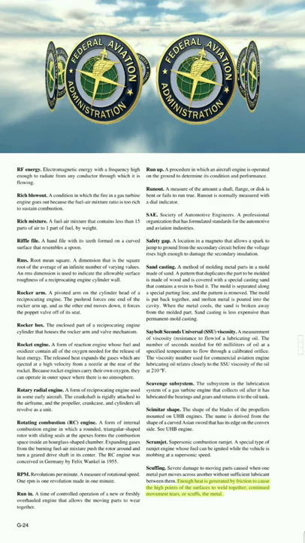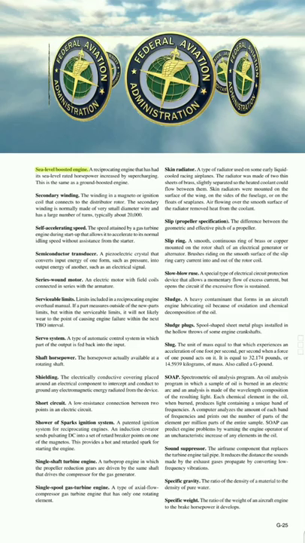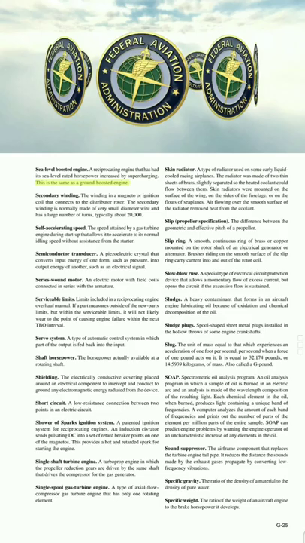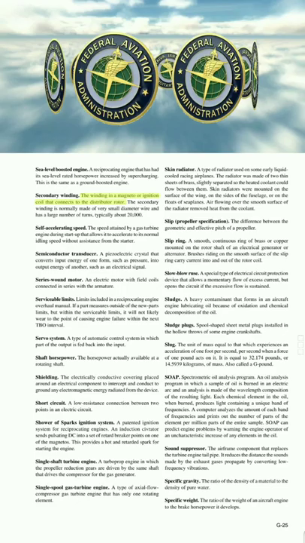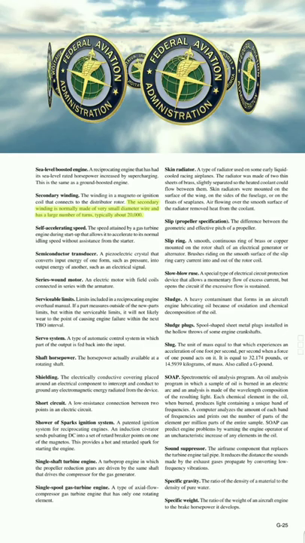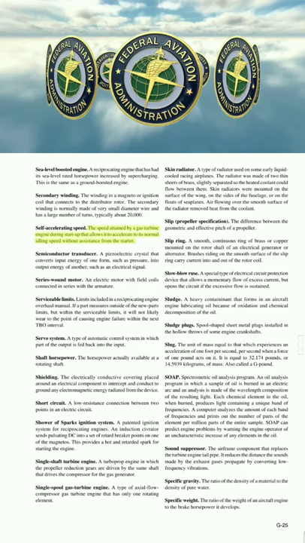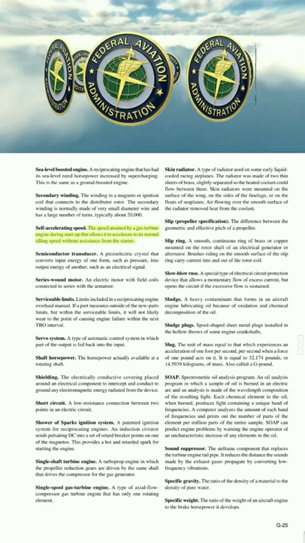G24. Sea level boosted engine. A reciprocating engine that has had its sea level rated horsepower increased by supercharging. This is the same as a ground boosted engine. Secondary winding. The winding in a magneto or ignition coil that connects to the distributor rotor. The secondary winding is normally made of very small diameter wire and has a large number of turns, typically about 20,000. Self-accelerating speed. The speed attained by a gas turbine engine during startup that allows it to accelerate to its normal idling speed without assistance from the starter.